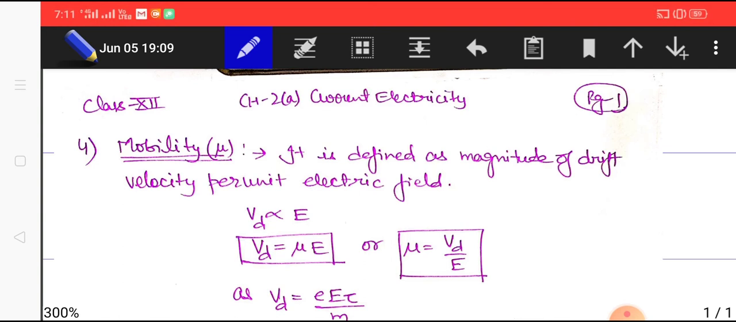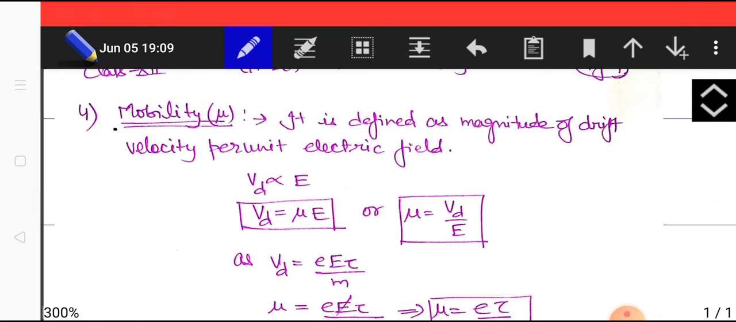In the last lecture, we discussed drift velocity and derived the relation Vd is equal to E tau by m. In this lecture, we are going to explore the topic a little more, and we will further continue the syllabus of class 12th physics.